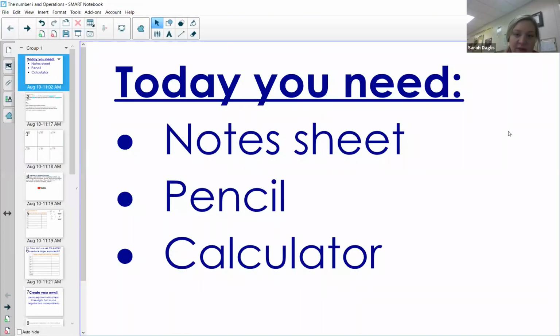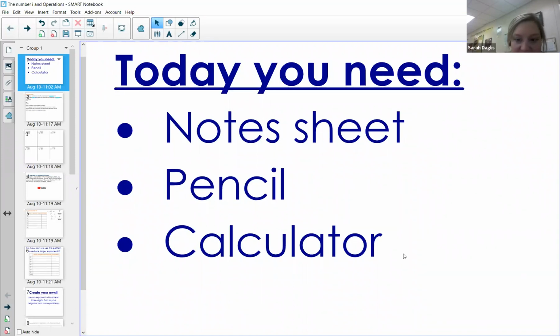All right, make sure you have whatever note sheets you are using. A pencil and a calculator is going to be needed for today.